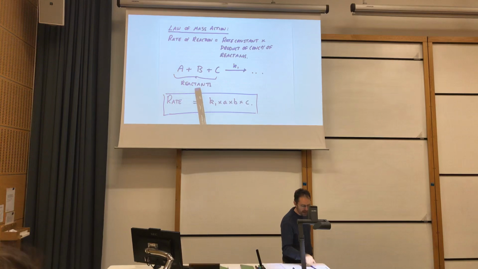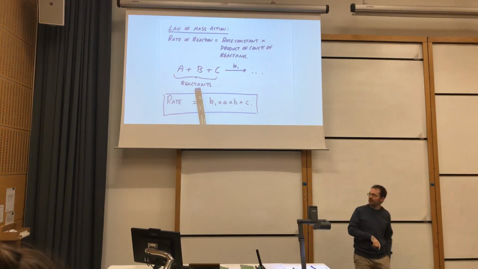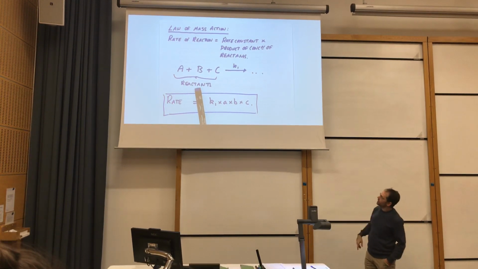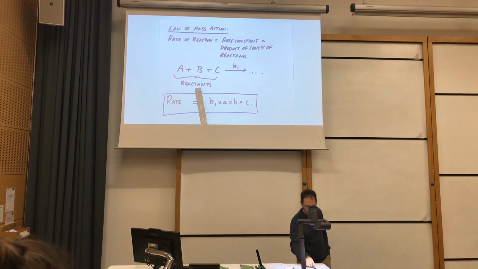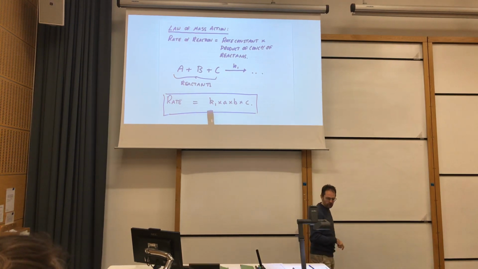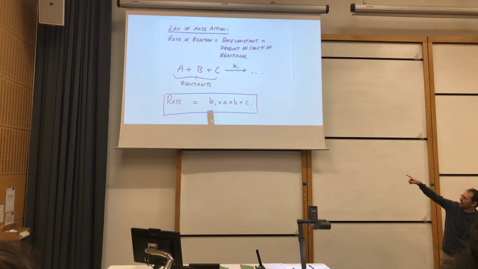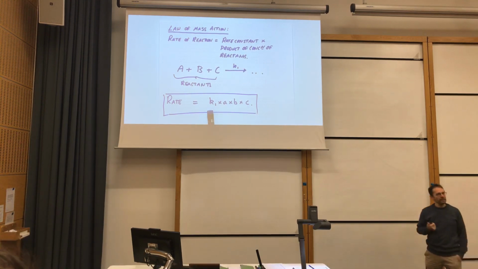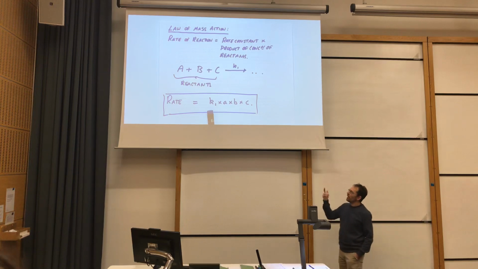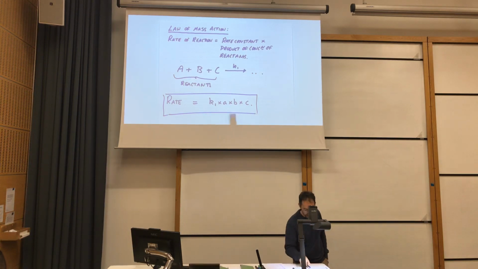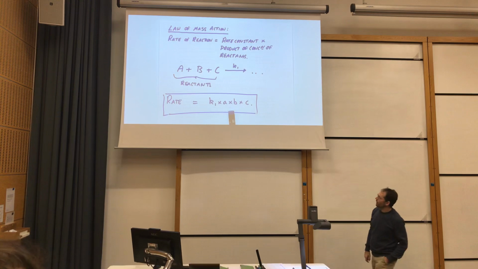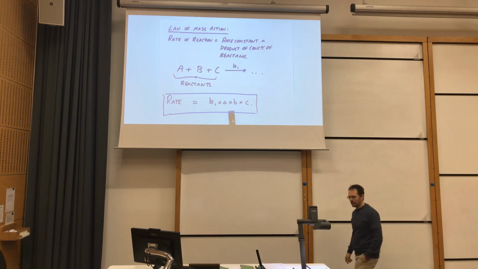We call those A, B, and C the reactants. The law of mass action then says that the rate of this reaction will be that rate constant K1 times the product of the concentrations of the reactants. We use lower case to refer to the concentrations, and upper case to refer to the actual molecules. So the rate will be K1 times a times b times c.